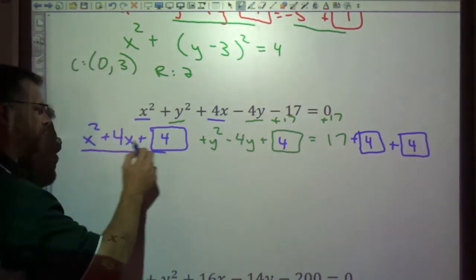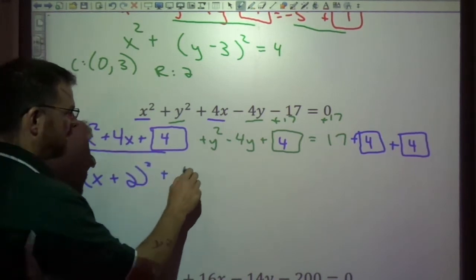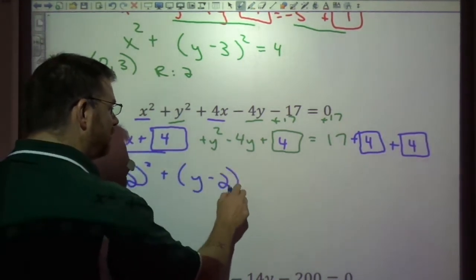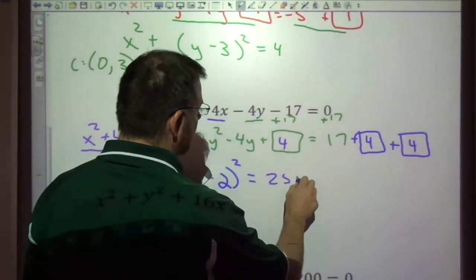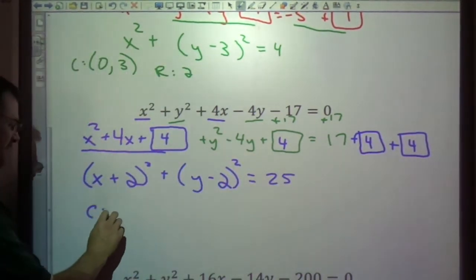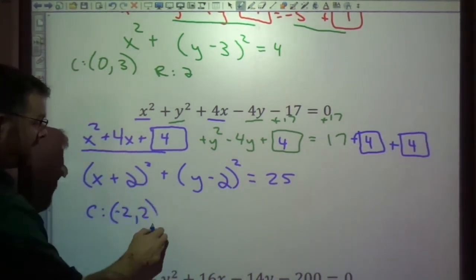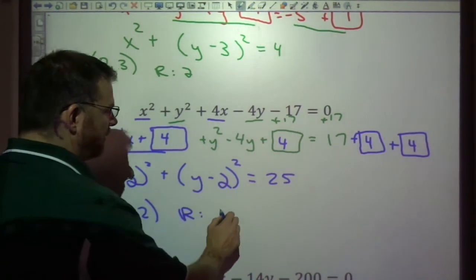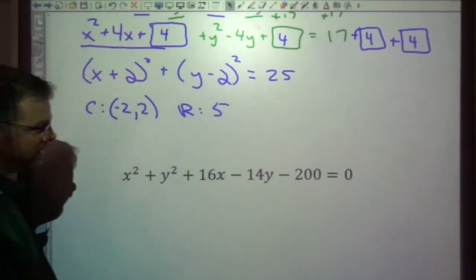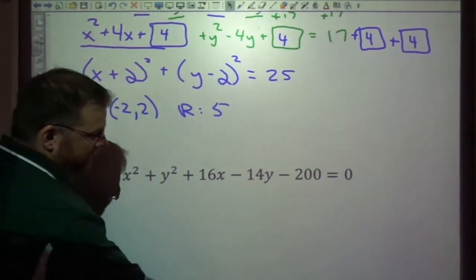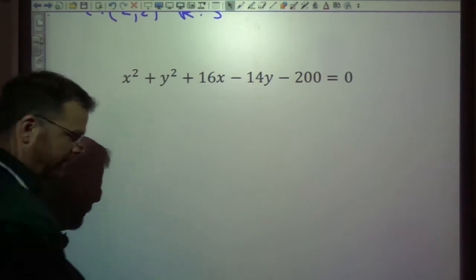Now we've got a perfect square trinomial. (x + 2) squared and (y − 2) squared. And this is 25. So now I know my center is negative 2, opposite sign, and my radius is the square root of this, which is 5. Okay, last one. See if you can do it. Try it, pause the video, and then play when you're ready for the answer.